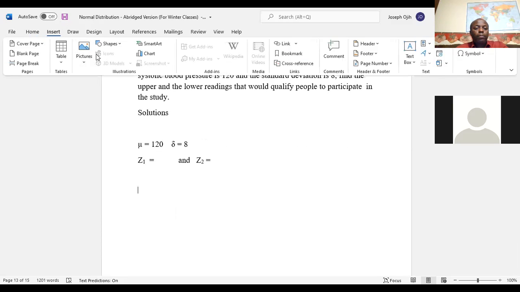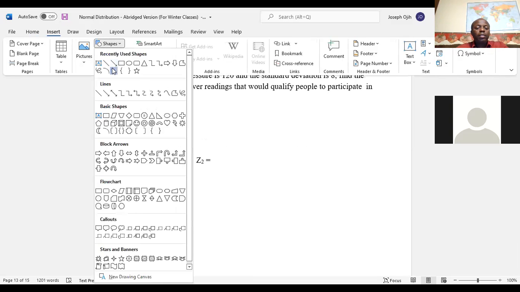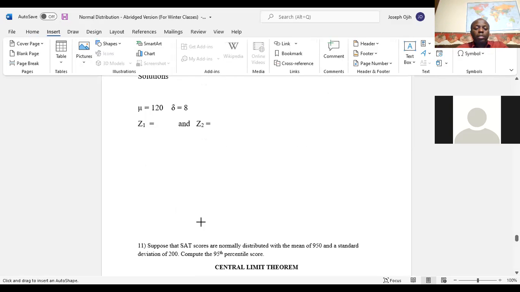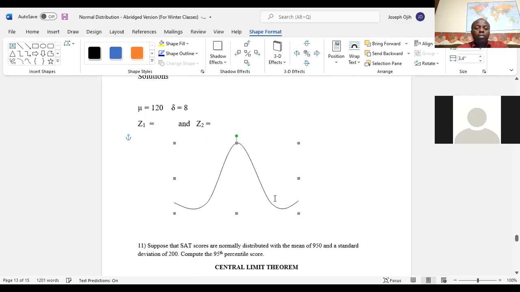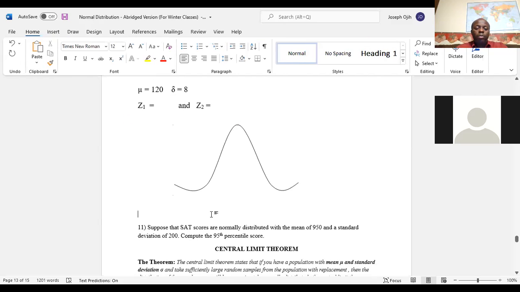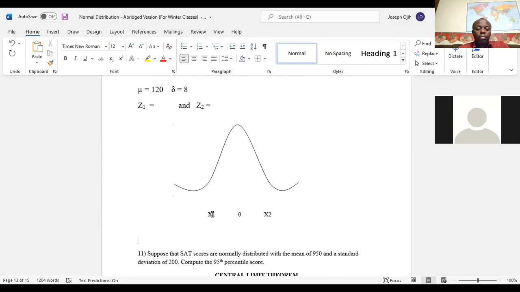Okay. Now, this time around, you say the middle 60%. But this thing has two sides, the left side and right side. So the middle 60% means that there'll be 30% on both sides. So one would be looking for X1, 0, and X2. So our Z1, you can get it from here.